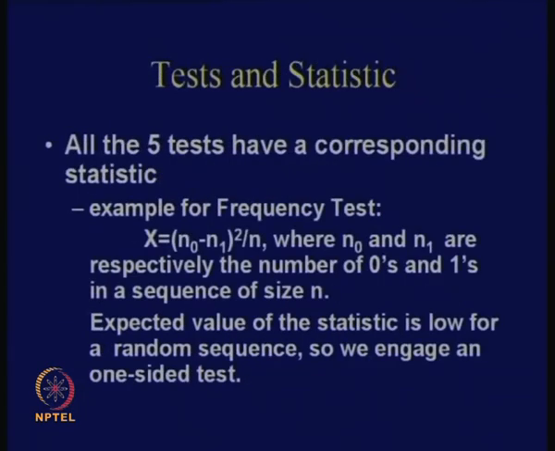So now we will conclude our talk with this. Let's see an example. Of all the 5 tests, we have a corresponding statistic which I have not told you actually, but for example for the frequency test, the statistic which is generally used is (n0 minus n1) whole square by n, where n0 and n1 are the number of zeros and number of ones, and n is the total size of the sequence. The expected value of this statistic should be low. So what type of test do you do? You do a one-sided test. So you see whether xs is greater than x alpha for a given choice of alpha, and if so, then you discard that sequence. That is the way all the tests are defined.